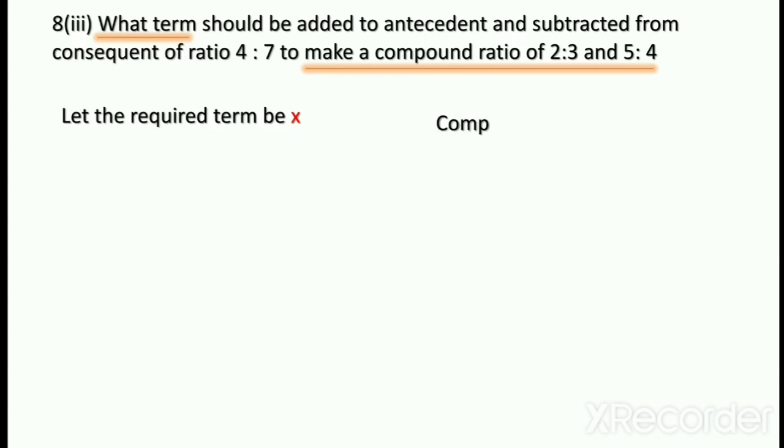So we'll separately find compound ratio. 2 and 4 gets cancelled. 2 ones are 2 and 2 twos are 4. So this is what will remain, 5 by 6. So we know the compound ratio.